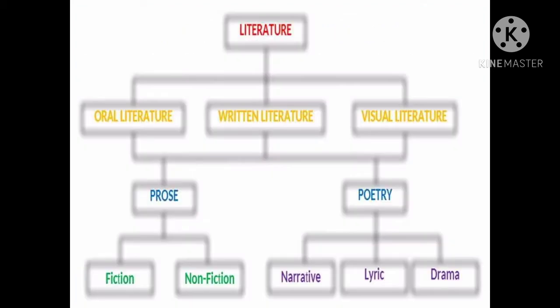As you will see, there are different divisions of literature. Literature can be oral literature, written literature, and visual literature. Under oral, written, and visual literature, it is divided into 2: prose and poetry. In the previous lessons, we are already done discussing poetry. So for this lesson, we will focus on prose, which is divided into 2 divisions, fiction and non-fiction.